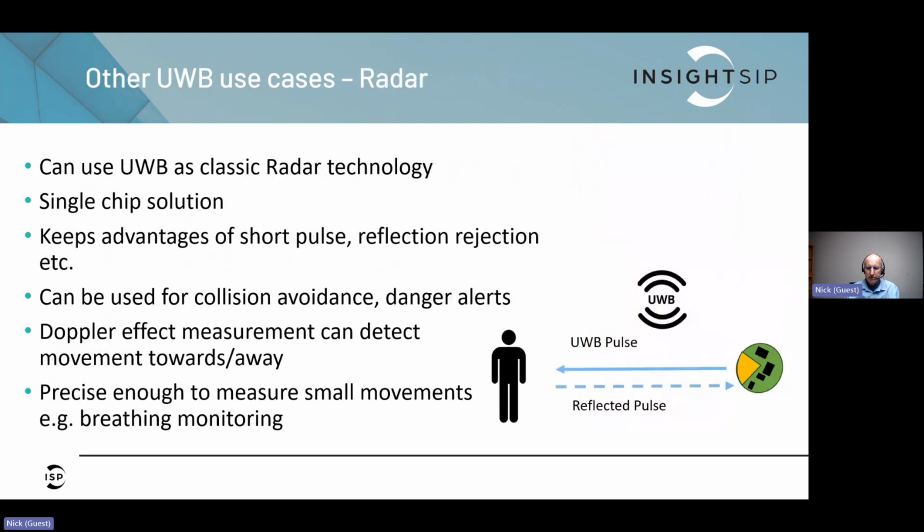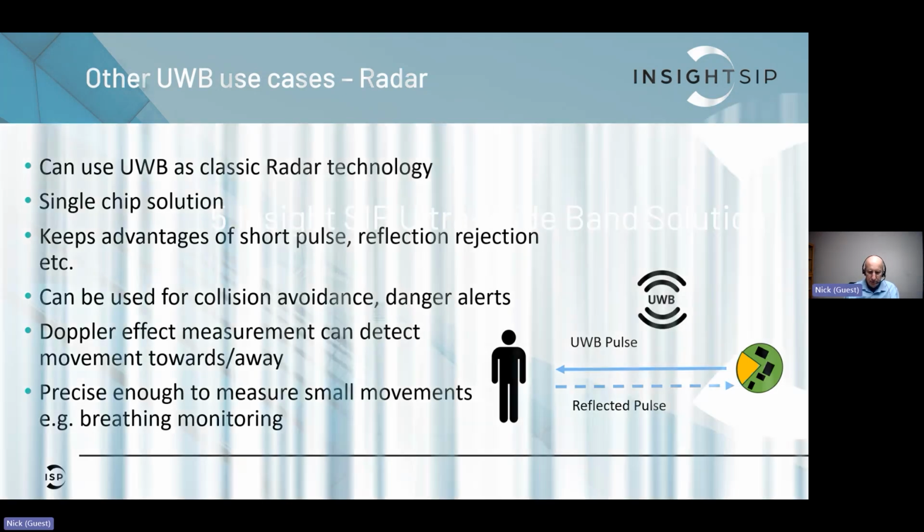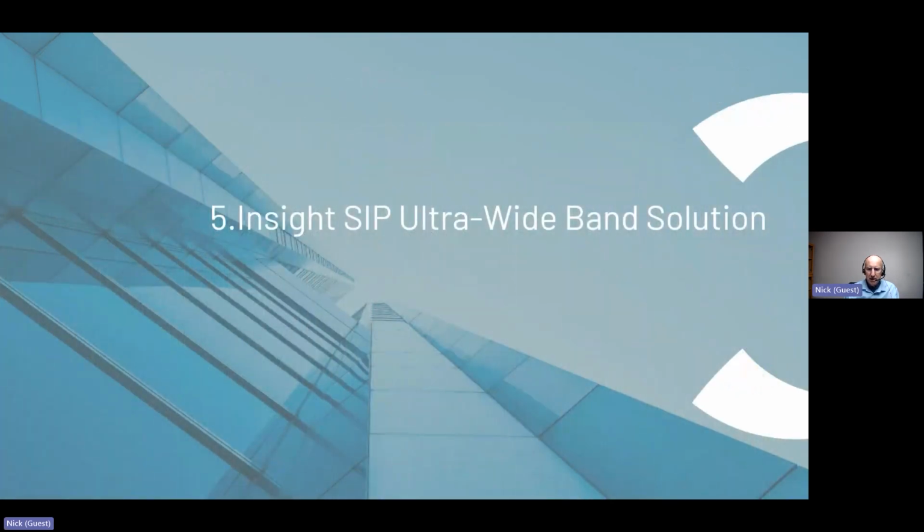And then you can also use it for a kind of radar solution. So there is classic radar where you don't have two devices you're working between, but you send a signal and you pick up reflections, and you can use it as a radar technology, and it's quite effective in this. The modern chipsets can measure both how far away something is and movement, and you can even use it for quite subtle things like monitoring breathing. So that's basically my overview of UWB.